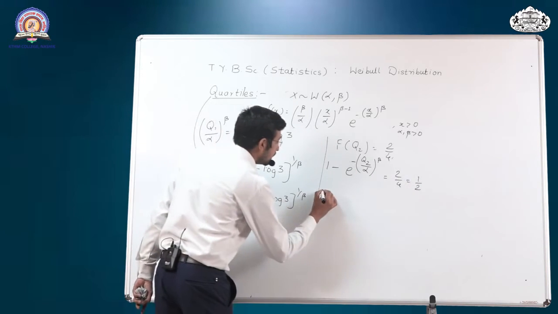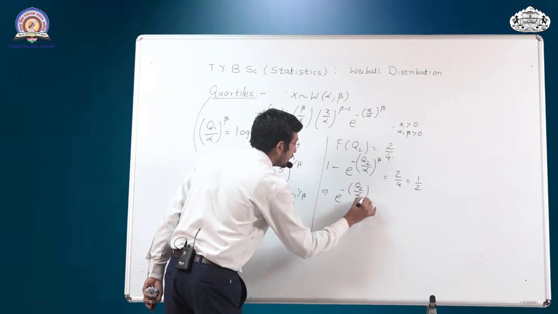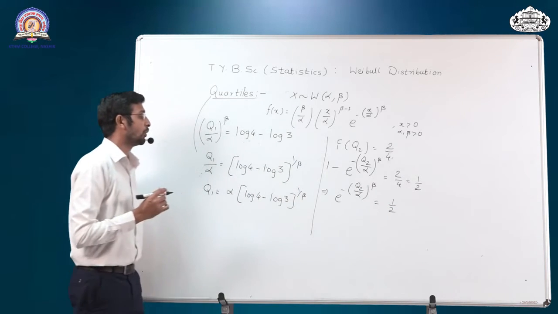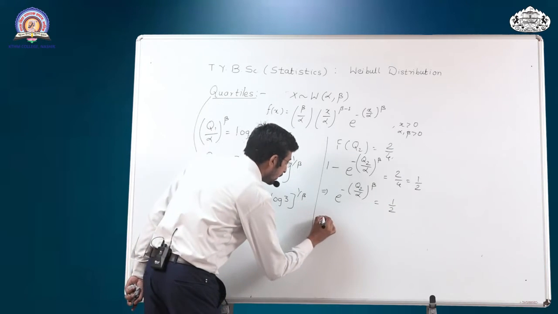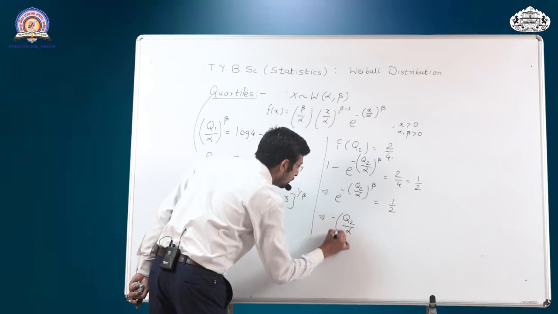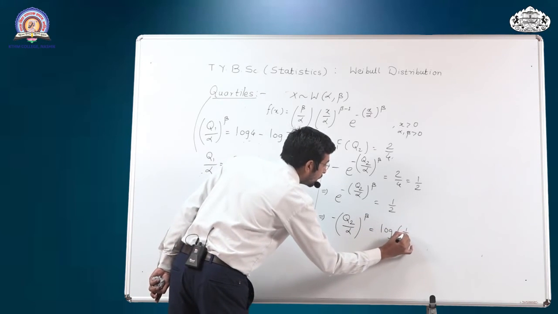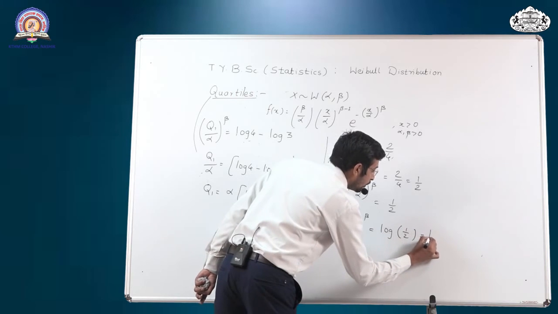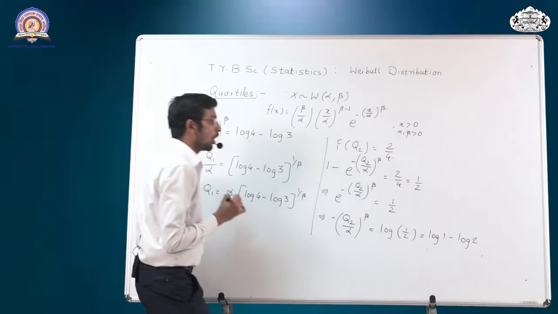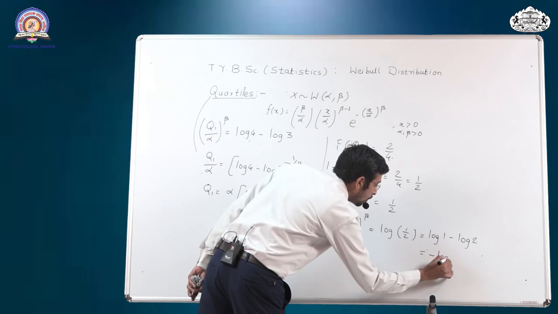So that means this e raised to minus (q2 upon alpha) raised to beta is 1 by 2, since 1 minus 1 by 2 is 1 by 2. So taking log on both sides, we get minus (q2 upon alpha) raised to beta is equal to log of 1 by 2, or we can write it as log 1 minus log 2, and we know that log 1 is nothing but 0. So this value is minus log 2.